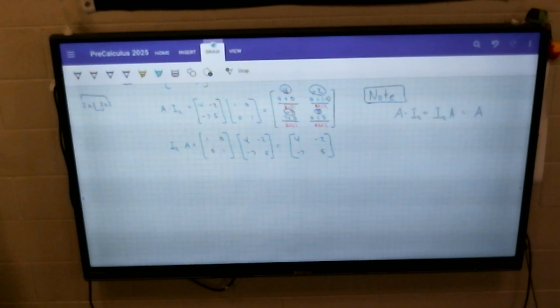So while it's typically not commutative, it is with the identity element.